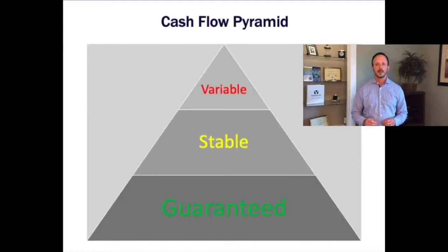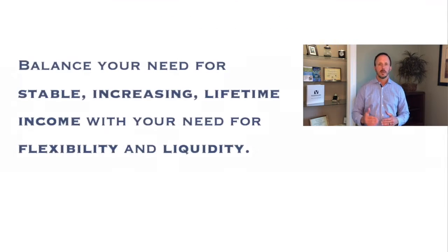At first glance, the key would seem to be obvious, and that's having as much of our income as possible come from this bottom level of the pyramid. However, this isn't always feasible or even wise, because you need to balance your need for stable, increasing lifetime income with your need for flexibility and liquidity as the years go by.